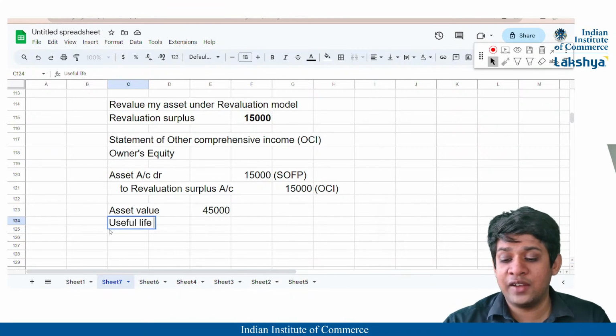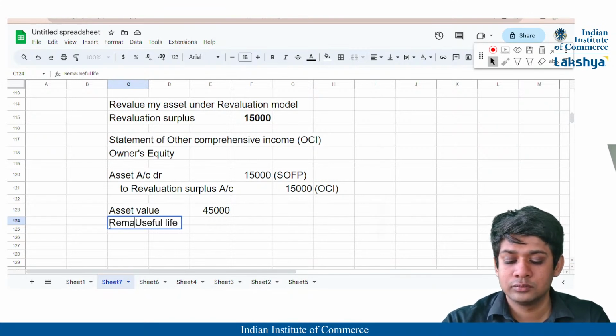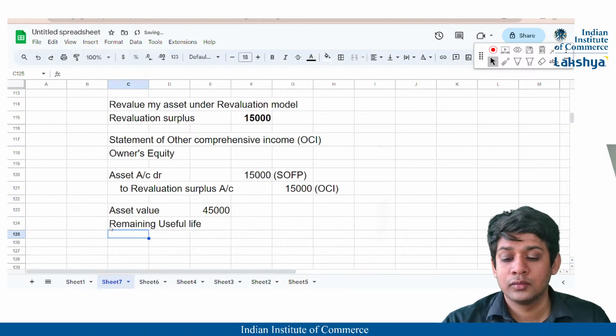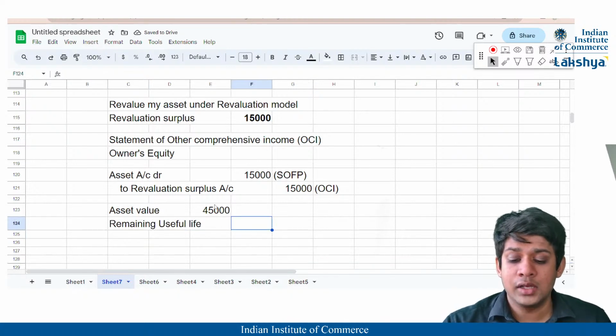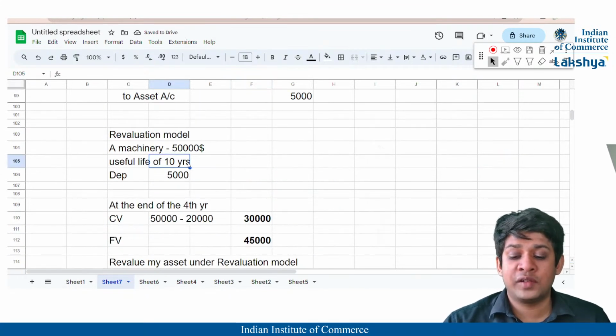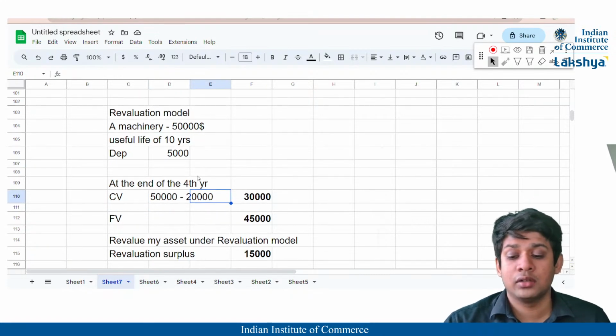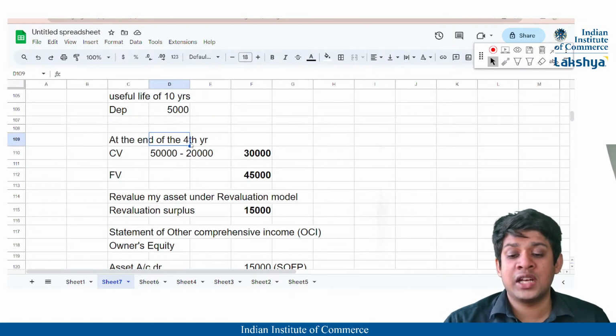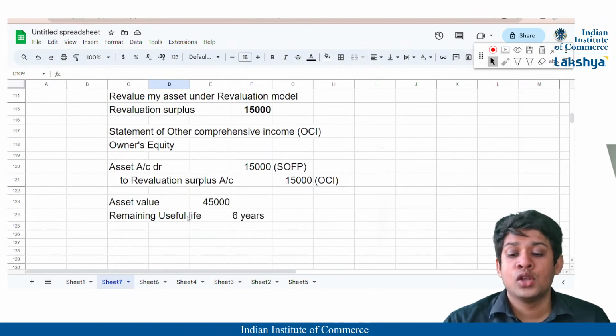Now the remaining useful life is only 6 years, correct? My asset had a useful life of 10 years, out of which I have already charged depreciation for 4 years, correct? I have depreciated my asset for 4 years already. So now I have a new value of the asset and the remaining useful life is 6 years.